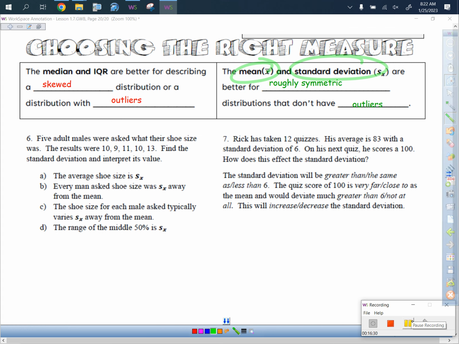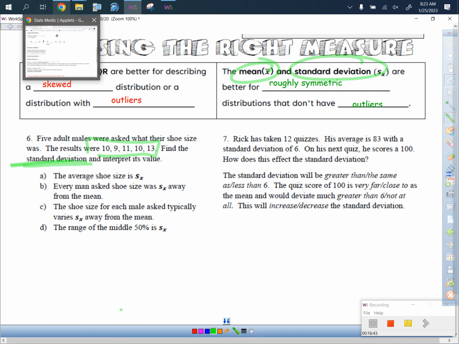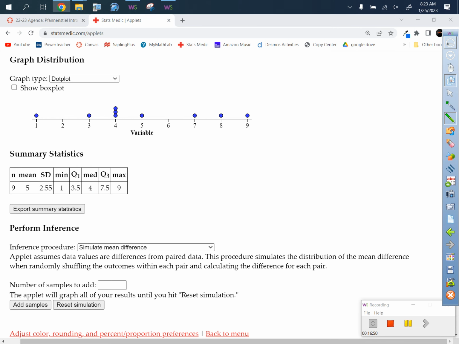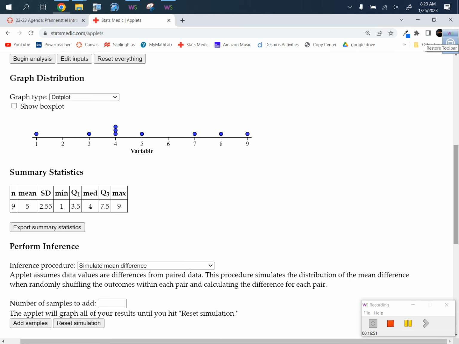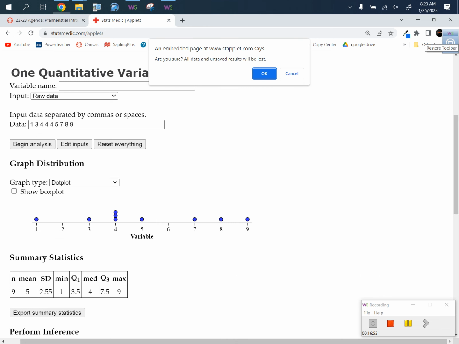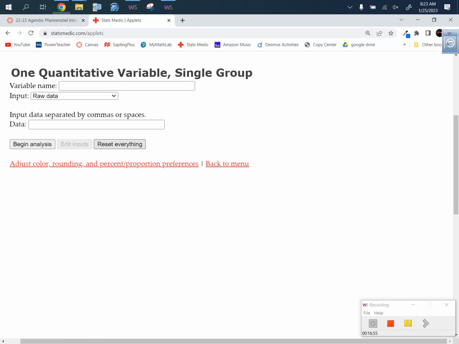Let's do the last couple real quick. 5 adult males were asked their shoe size, and here were the results. Find the standard deviation. Put those numbers into that applet. So let's go to the applet and clear out our data. If you just reset the data, so reset everything and put that data in.